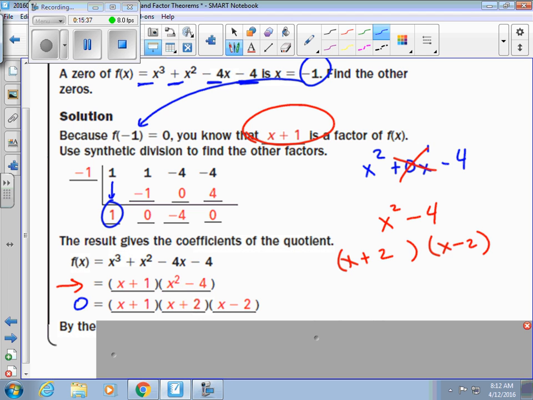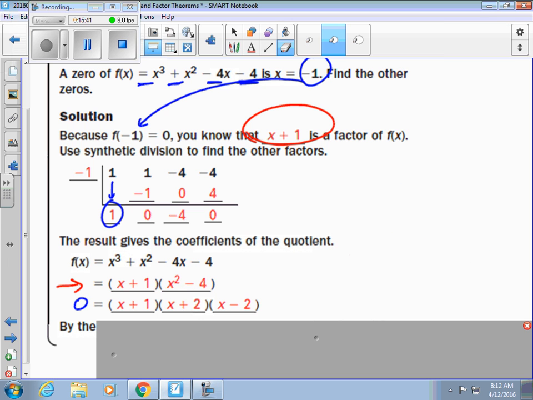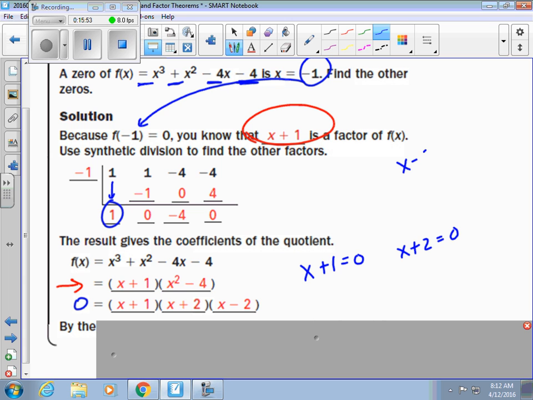If you're trying to find the zeros of this, it's just like solving an equation like this. You make all three of these little expressions equal to 0. x plus 1 is 0. You make x plus 2 0. And you make x minus 2 0.